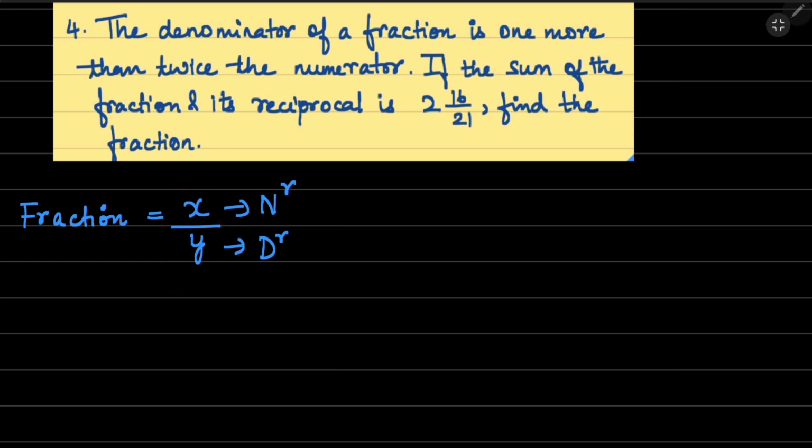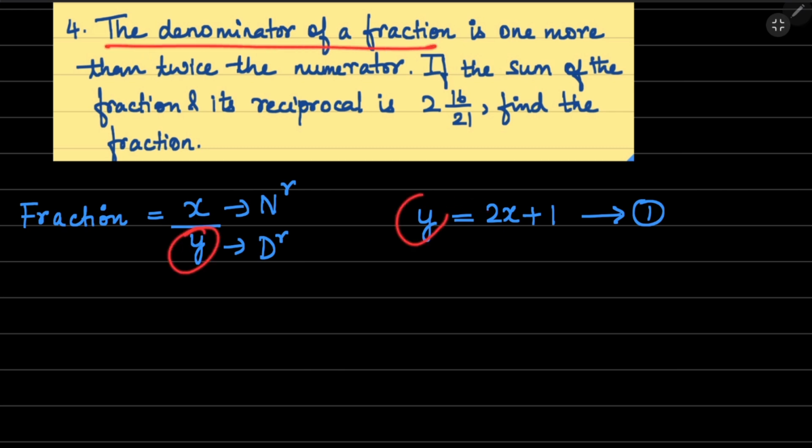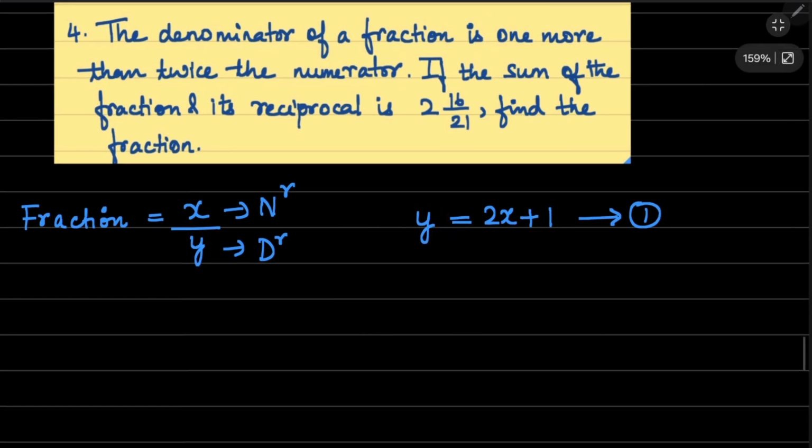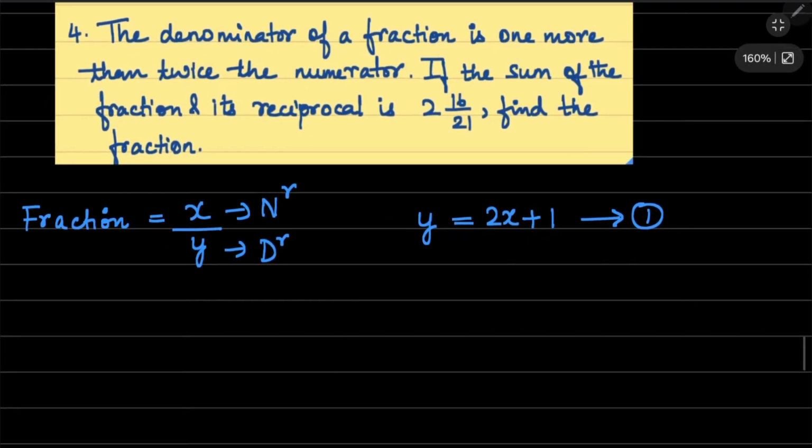Now let us start. The denominator of a fraction. What is the denominator of a fraction? Here y is equal to 1 more than, that is, plus, twice the numerator, 2 times x. This is your equation 1. I just read it and I did it. So the denominator of a fraction, that is y, is equal to 1 more than, means plus 1. 1 more than what? Twice the numerator, 2 times x. So that's your first equation. Now moving on to the second sentence.